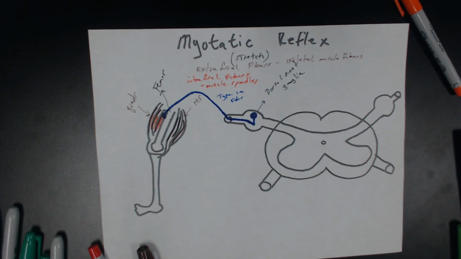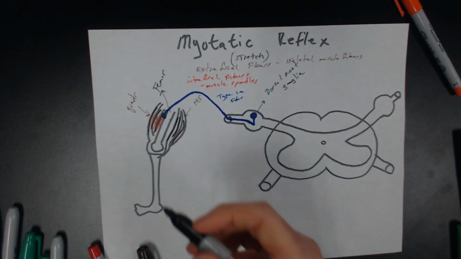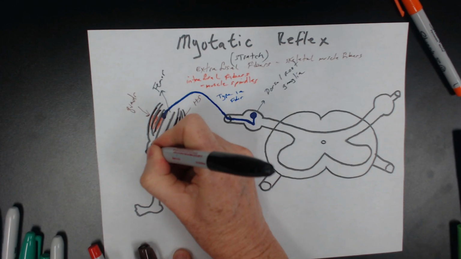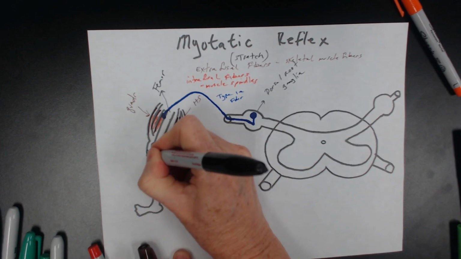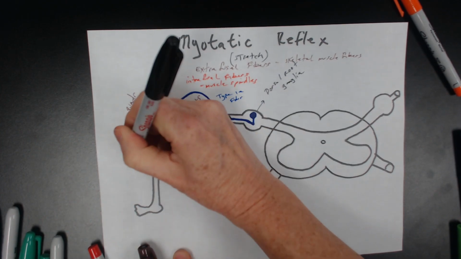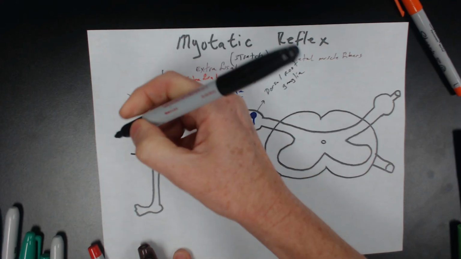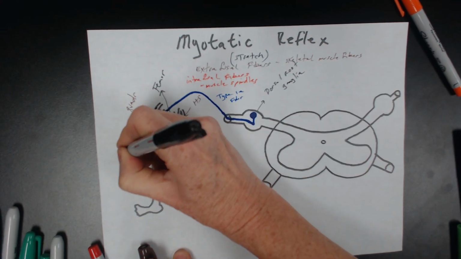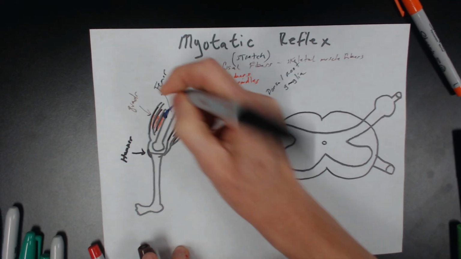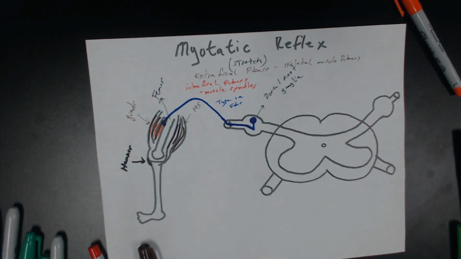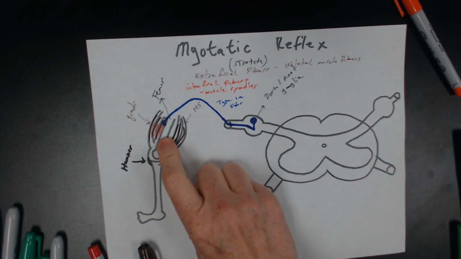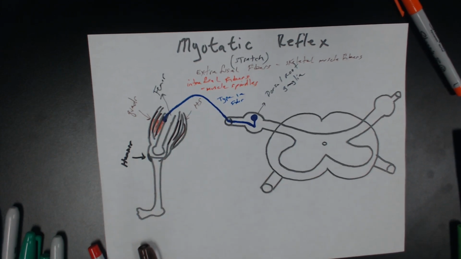So if you take a hammer, or a reflex hammer, and you do a tendon tap on the patellar tendon, that intrafusal fiber, or the muscle spindle, detects the muscle stretch. It's got to be a quick stretch. It's going to be important when you learn how to do reflexes. It's got to be kind of quick. It's got to make it bounce.